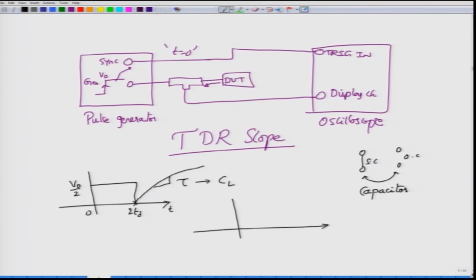Suppose instead of receiving this type of voltage, what I receive is a voltage that would look like this. So I have V0 by 2, and at some 2 TD, I receive a voltage that would go like this. There is a jump of V0 by 2, and therefore the total voltage at 2 TD will be equal to V0. What kind of load is this? This is an inductive load.